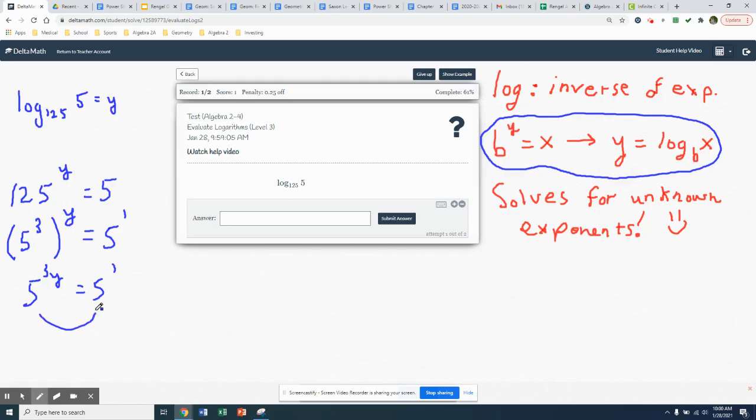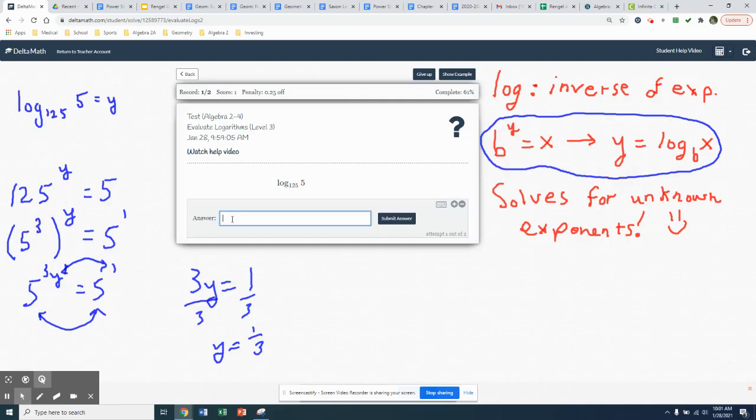Now, since these two bases are exactly identical, I can just figure out, well, what does y need to be to get my two exponents the same? So what do I need to make those two exponents the same? Well, that's just going to be taking 3y, set it equal to 1, divide both sides by 3. This is just back to our simple algebra. Y is going to equal 1/3.